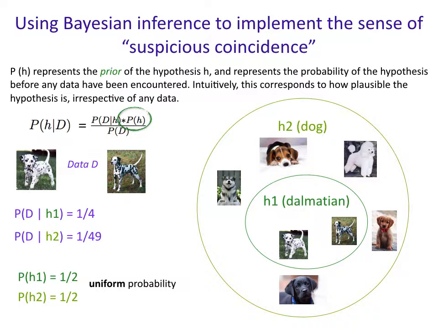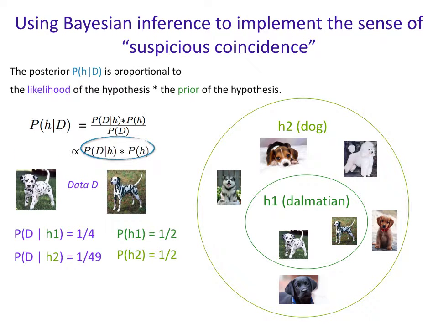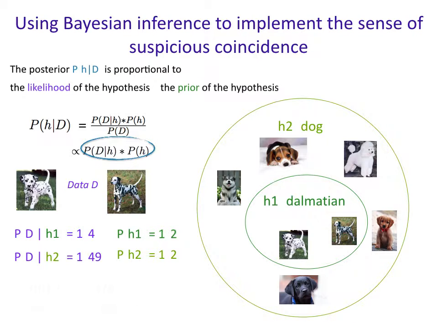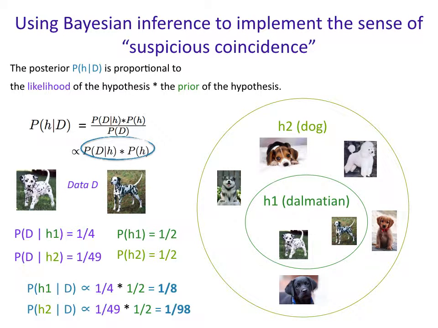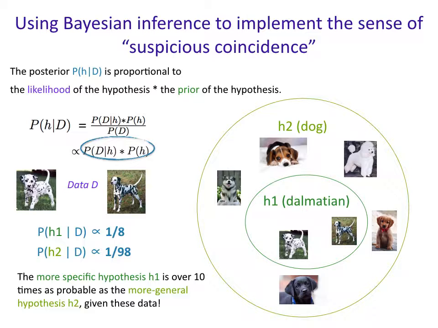All right, so likelihood on top, prior on the bottom. To get our Bayesian inference, the posterior is going to be proportional to the likelihood of the hypothesis times the prior of the hypothesis. We can really just get away with working with those 2 probabilities if we don't need to do any exact probability calculation, so let's do that. For hypothesis 1, we have 1/4 likelihood times 1/2 prior, which gives us 1/8. Hypothesis 2, 1/49 likelihood times 1/2 prior gives us 1/98. Okay, here we are then. The more specific hypothesis H1, that fep means Dalmatian, is over 10 times as probable as the more general hypothesis H2, that fep means dog, given these data which are actually compatible with both.